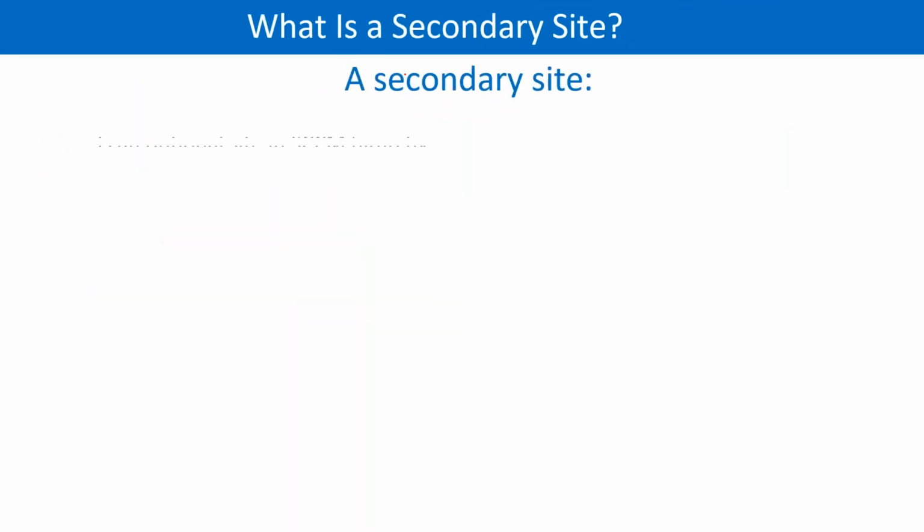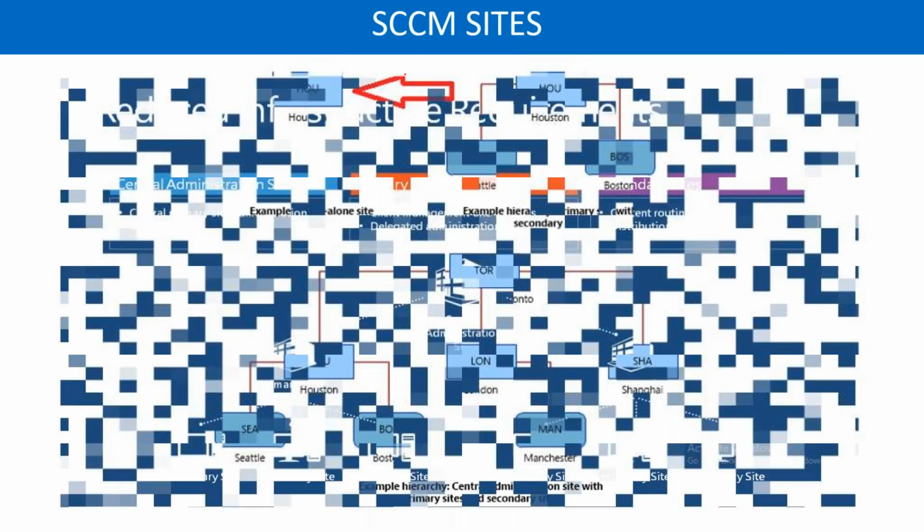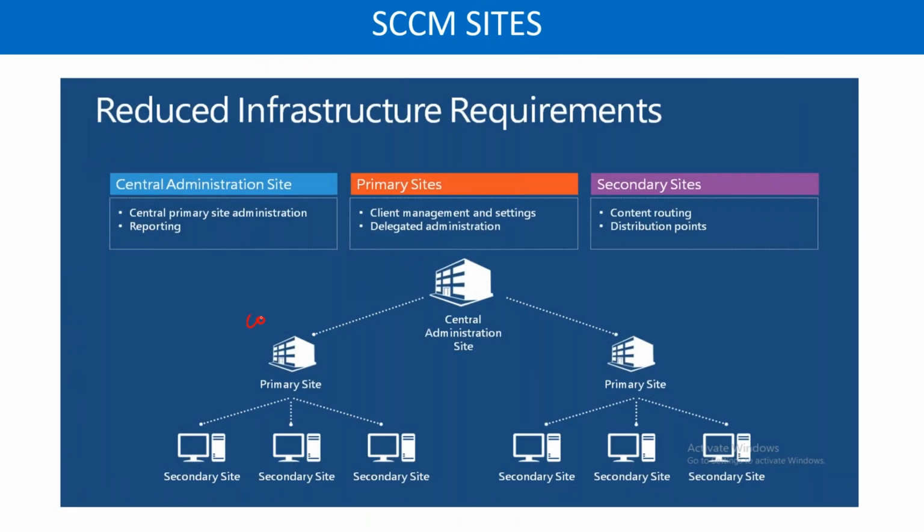Let me show you in a different way. For example, this one is Coca-Cola. And this one is Thumbs Up. Now, this primary site has a database. And this primary site has a database. And CAS also has a database, right? So whatever the information, and all these secondary sites will have a database. So these secondary sites will also have a database, right?